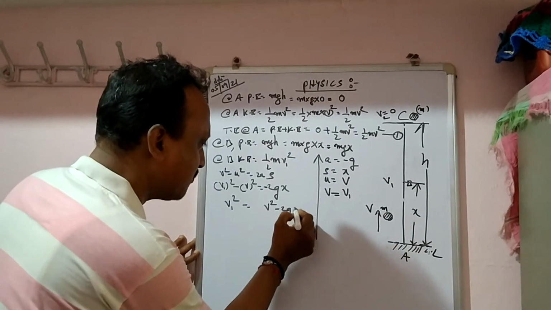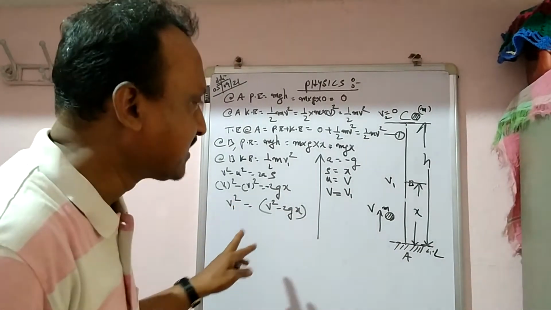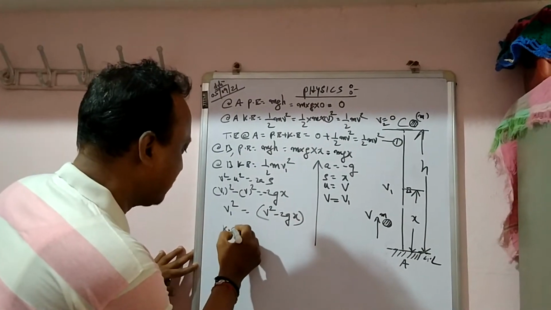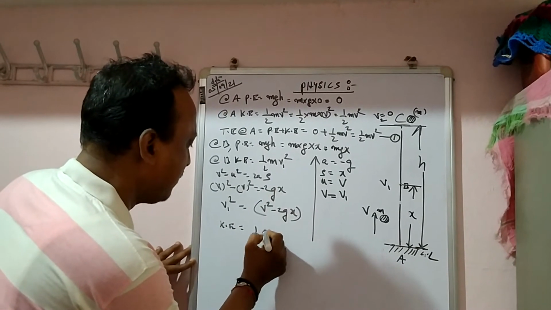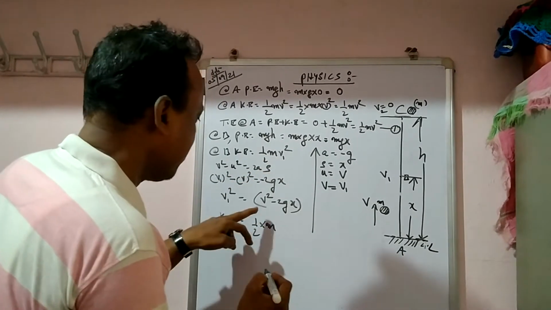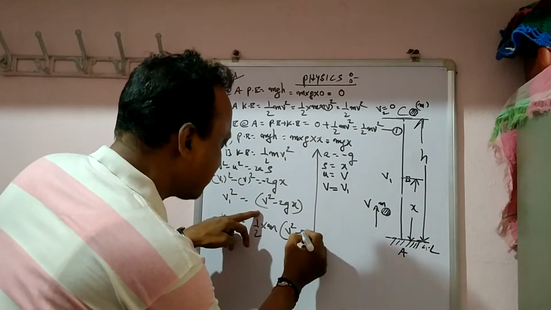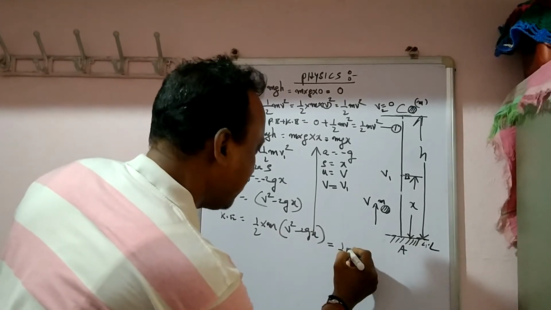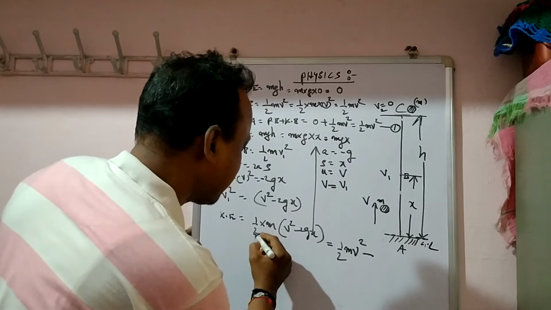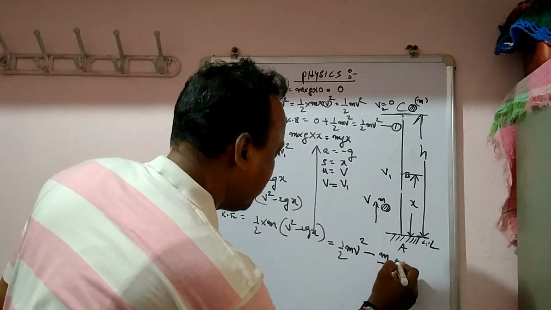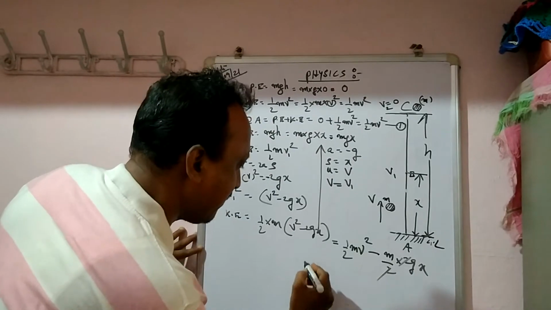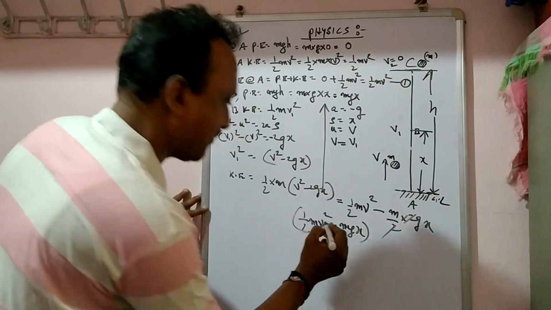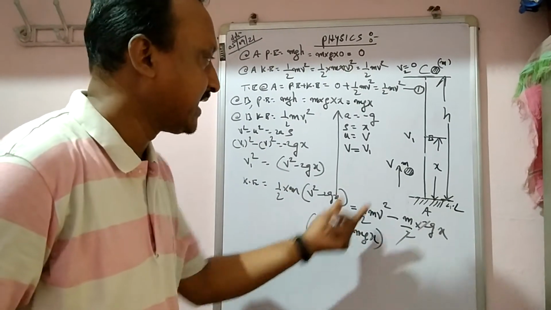V square minus 2gx. So this is the velocity at the point B. Now we will find out the kinetic energy. Therefore K is equal to half into m into v1 square. v1 square we already got as v square minus 2gx. So that is equal to 1 by 2 m v square minus, if you take inside, m by 2 into 2gx. 2 will be cancelled, therefore half m v square minus mgx is left. So this is the kinetic energy at point B.